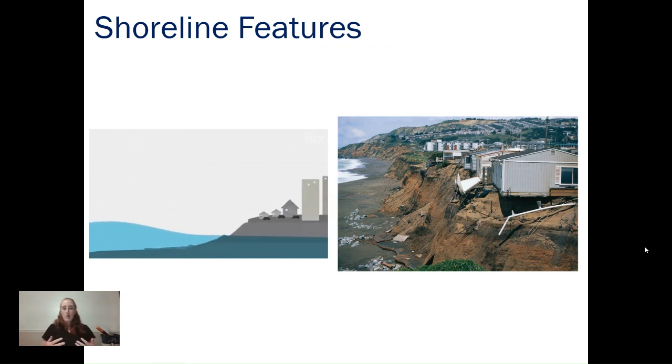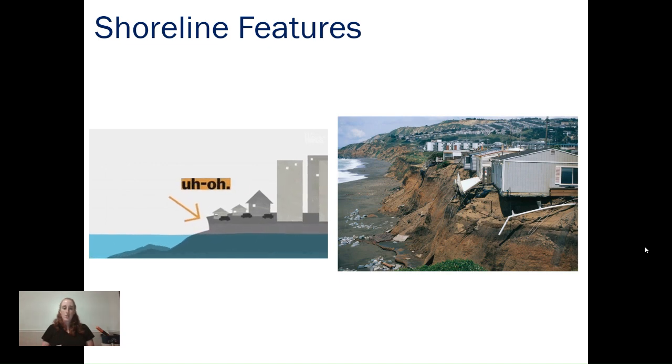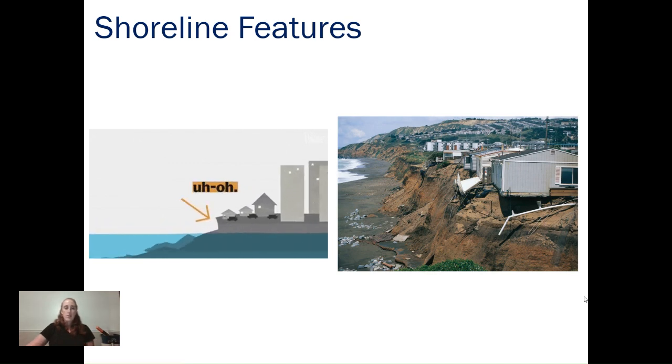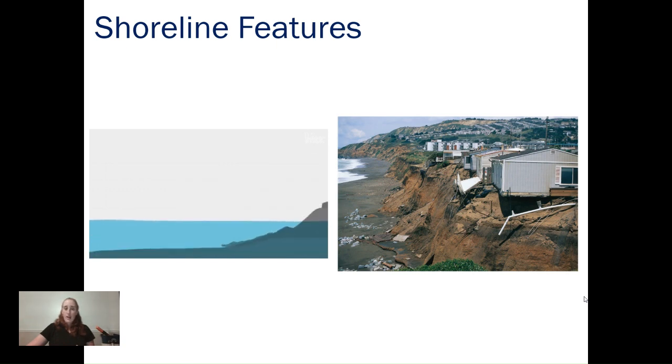So if erosion happens enough, then you tend to get either features or homes that are going to fall into the ocean. This is a picture from California where we have a couple of houses that were built too close to the eroding shoreline and are about to fall into the ocean. And this happens in Massachusetts. At least one house a year falls into the ocean from what I've seen on the news.